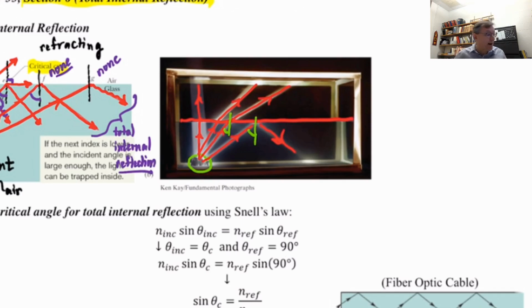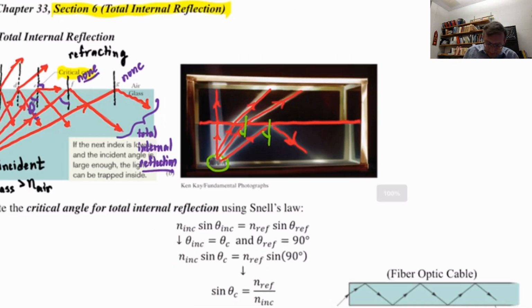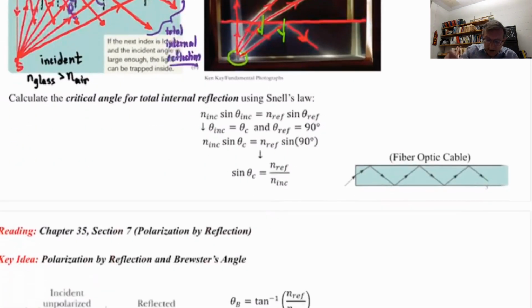And it's important to be able to calculate what that critical angle is, so that if you wish your light to be totally internally reflected, then you need to make sure that it's always incident on the boundary at an angle greater than the critical angle. So let's calculate that. Let's calculate the critical angle for total internal reflection using the law of refraction.